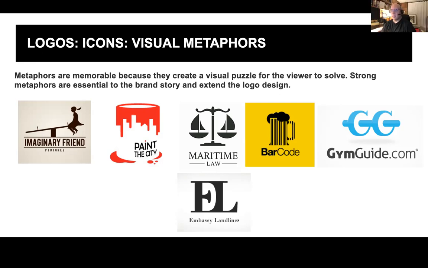All right, Paint the City. What do you see in that one? The city and the paint bucket. Two images in one, right? The cityscape and the paint drips. So this is a great way to combine two images in one, to use the negative space of one image to create a second image.